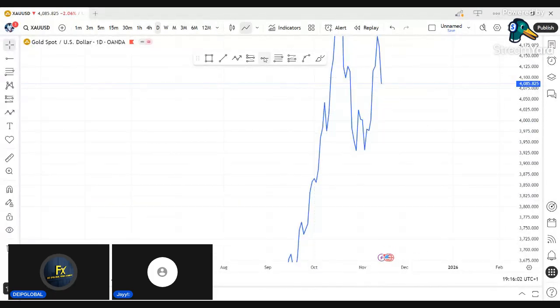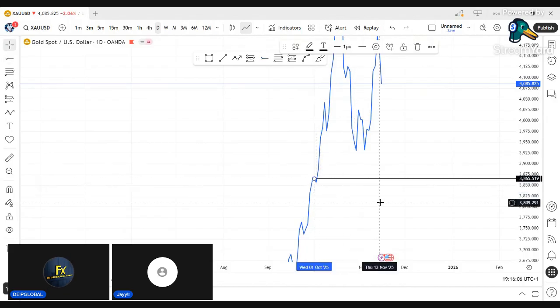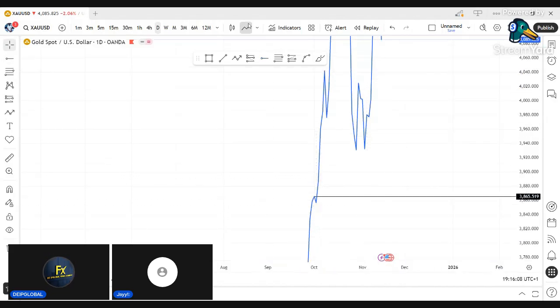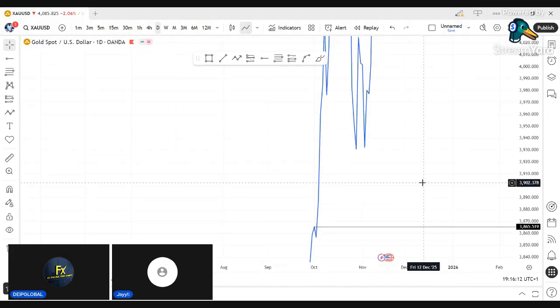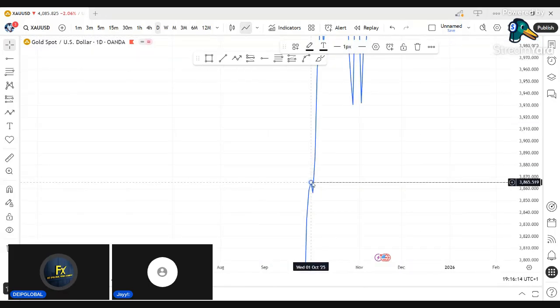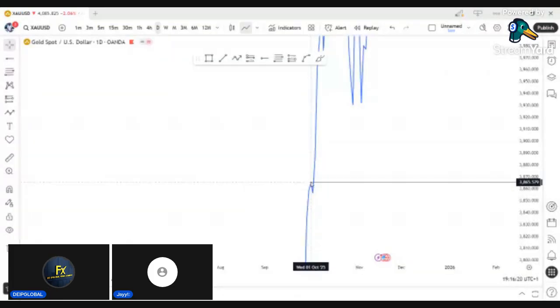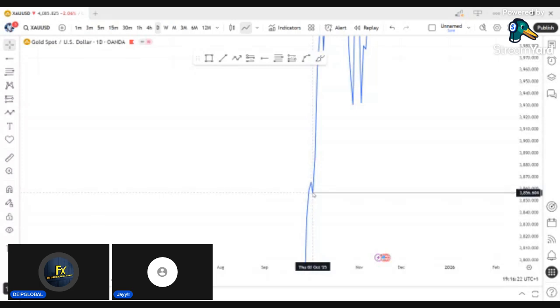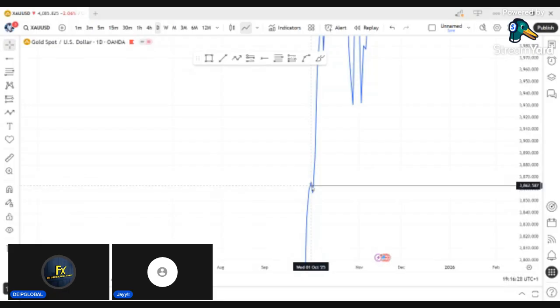So marking out my support and resistance level, I mark out this level right here. This is a level for me. Yes, this is a resistance, not support. The reason why I call this resistance is because this is supposed to be the support, right? But I actually mark this level because I'm expecting the market to get here before it buys up, right?